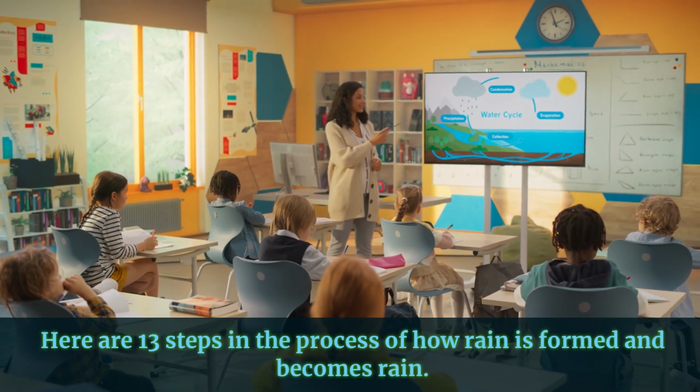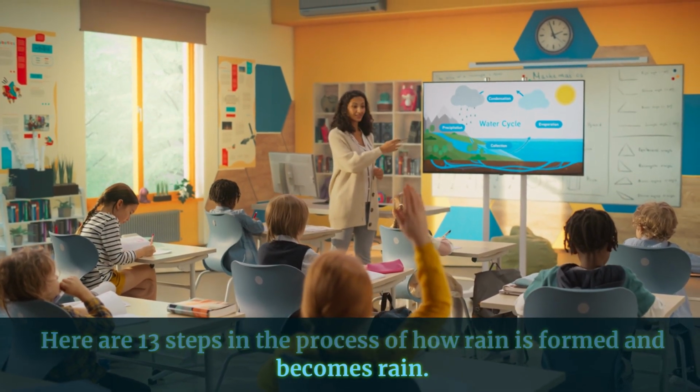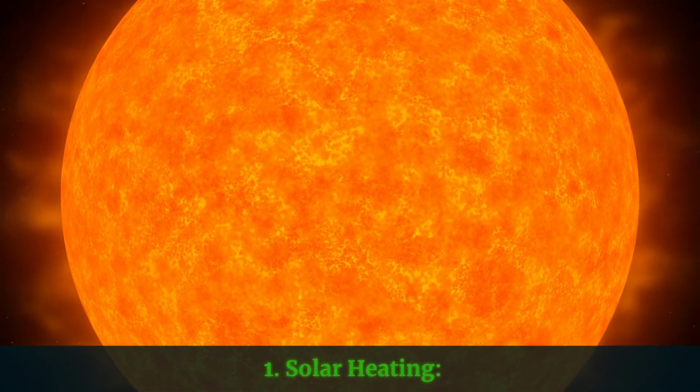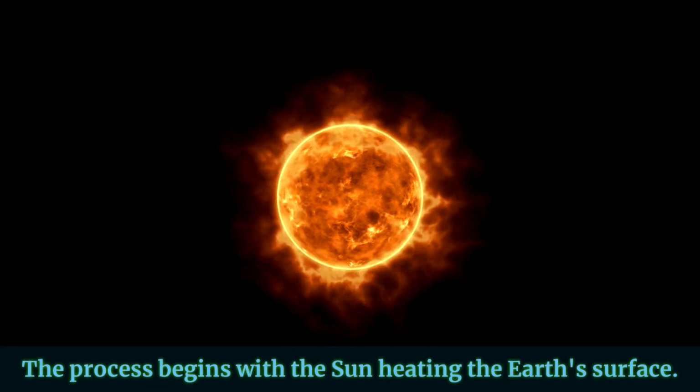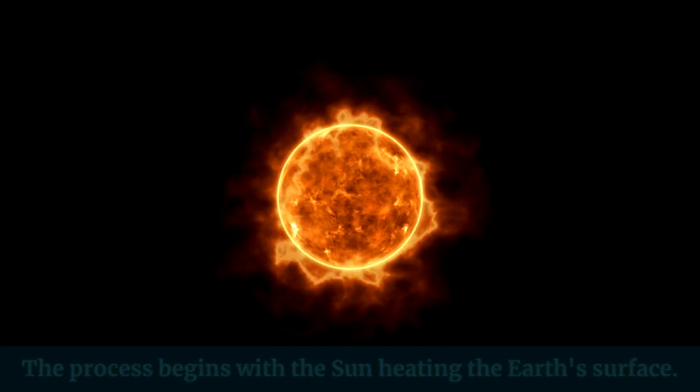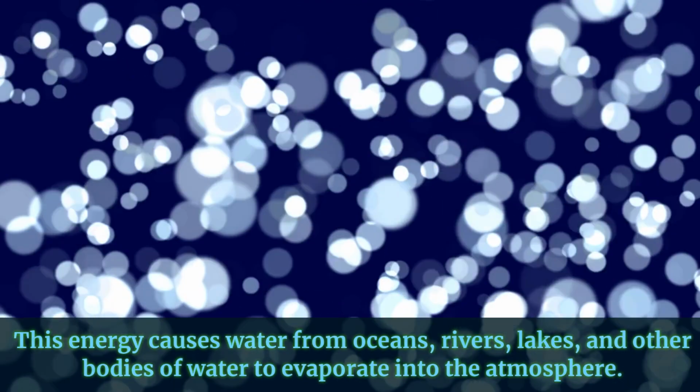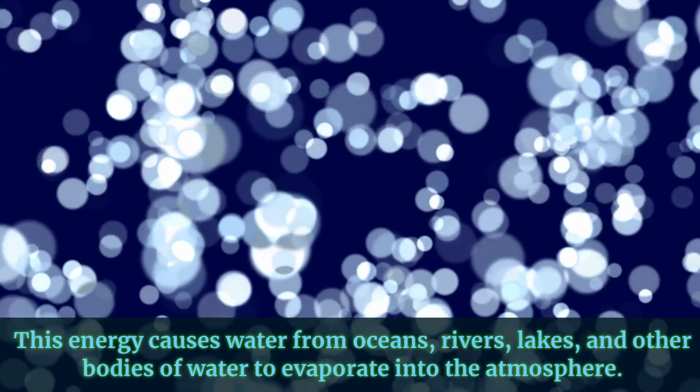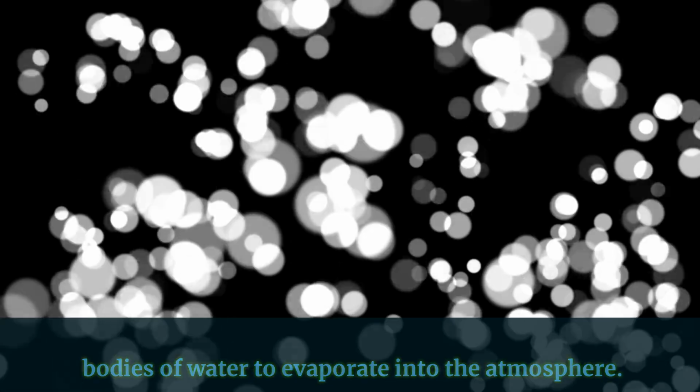Here are 13 steps in the process of how rain is formed and becomes rain. 1. Solar heating. The process begins with the sun heating the Earth's surface. This energy causes water from oceans, rivers, lakes, and other bodies of water to evaporate into the atmosphere.